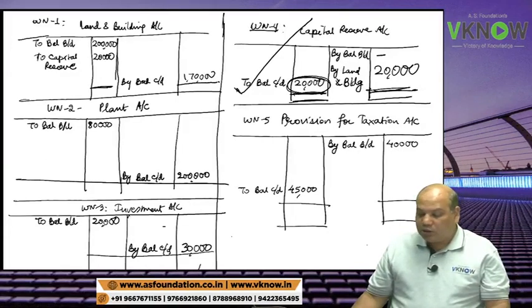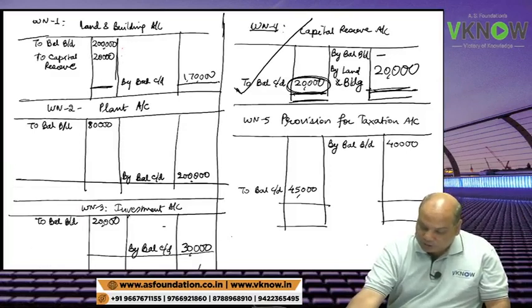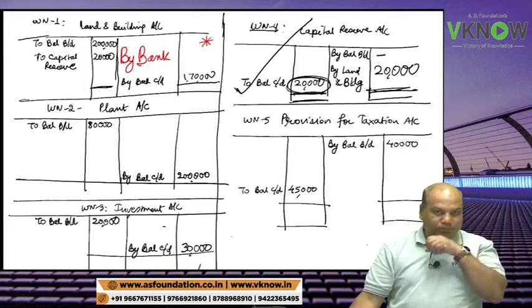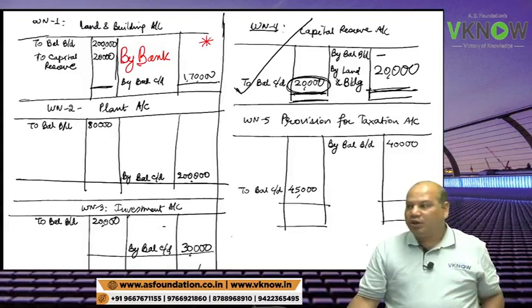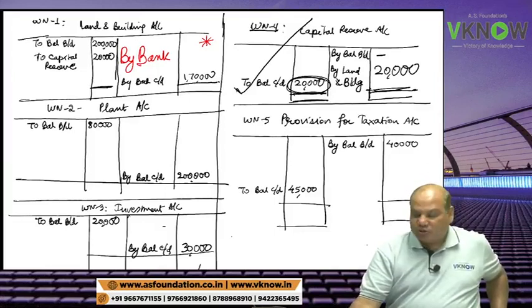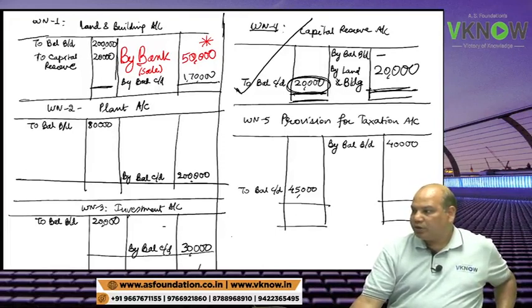But if you come to land and building account, it is not tallying. The balancing figure here is by cash and bank. So this reminds you of the single entry system. Yes, this will help you to find out the missing figure. So the missing figure this time is by bank, sale, and this is equal to 50,000.